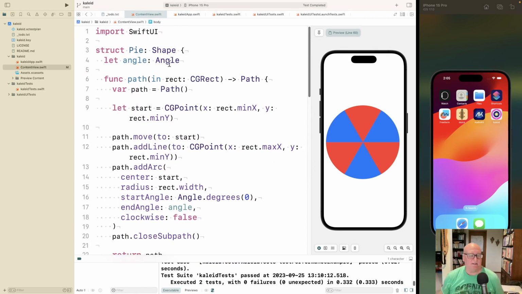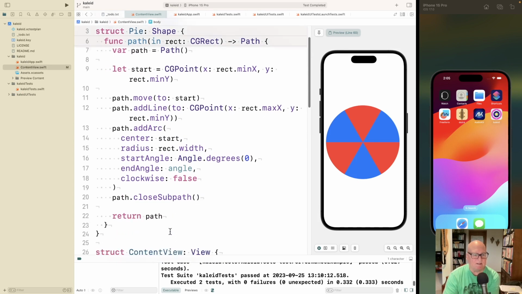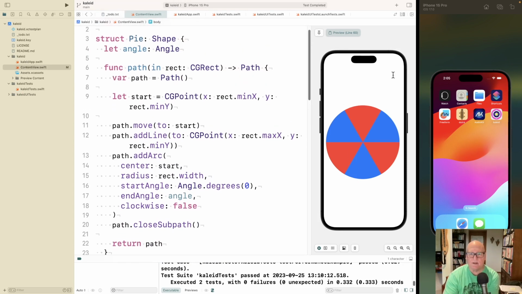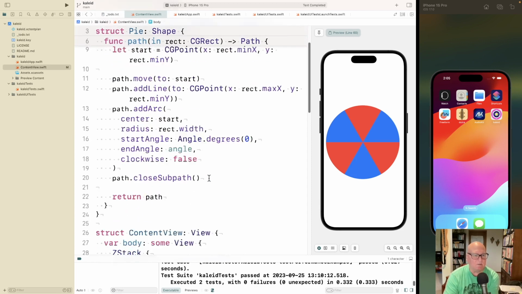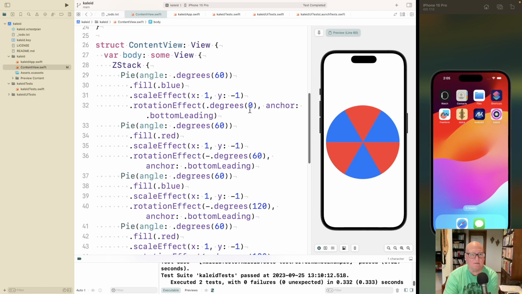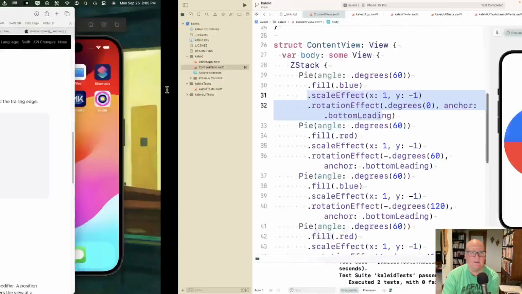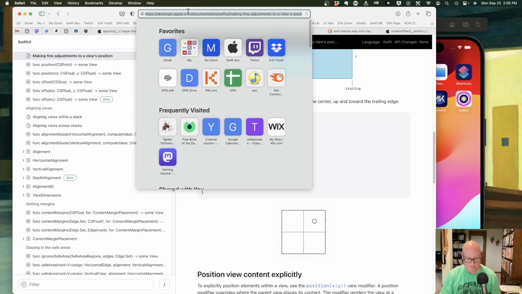Okay, well, how am I feeling about things? Okay, I'm moving this back to the Swift coordinates, so our default arc comes up from the top and goes like that. And then we're scaling it and moving it down here. This... I really want that to be on the pie itself. I mean, I can put a modifier on the view, but it should be able to do it in the shape. So let's see if I can figure that out.